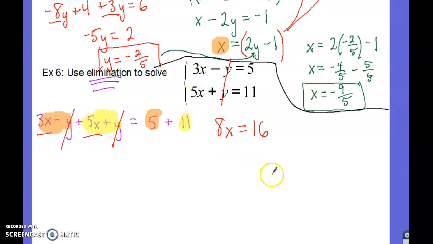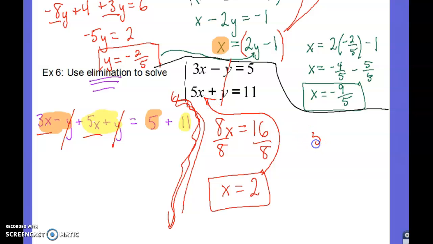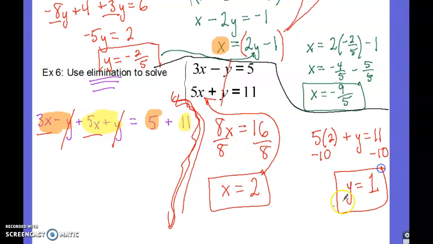3x plus 5x, by the way, is 8x. 5 plus 11 is 16. So I just wanted to talk briefly about why elimination works. But most of you probably don't care. You just want to get the right answer. That's by dividing 8 over and you get x equals 2. But you're not done because you need to plug this value in somewhere. I'd probably go to that bottom equation. 5 times 2 plus y is equal to 11. So that's 10 that I'm going to subtract over. So y is going to equal 1. So your ordered pair is 2, comma 1.